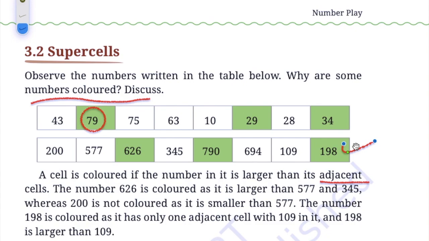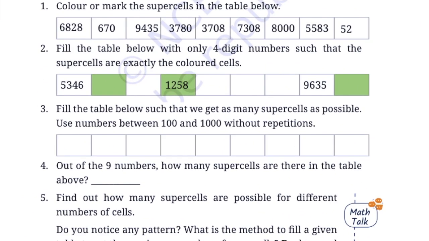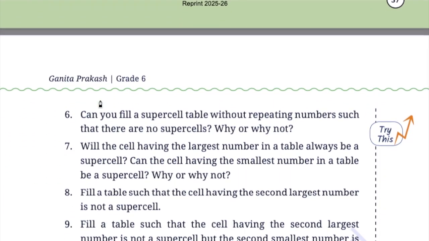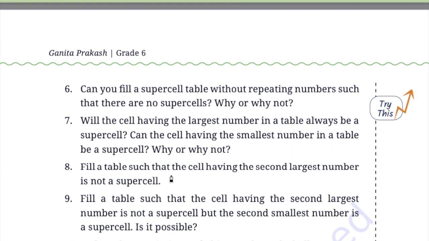I hope you understand the super cells. Super cells are the cells which are the greatest compared with the adjacent numbers. That number is greatest out of these neighbor numbers. Now we will do the figure it out, page number 57. You can see there are 1, 2, 3, 4, 5, 6, 7, 8, 9 and 10 questions. We will discuss these 10 questions.